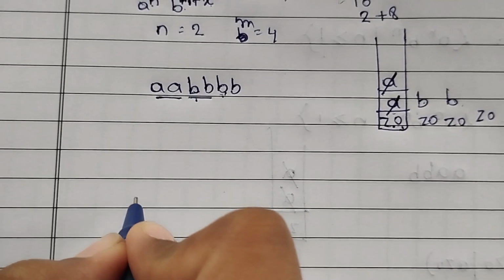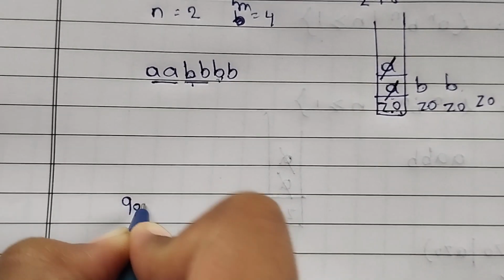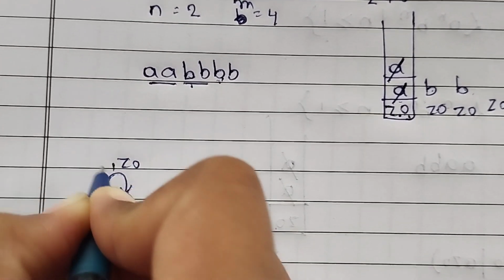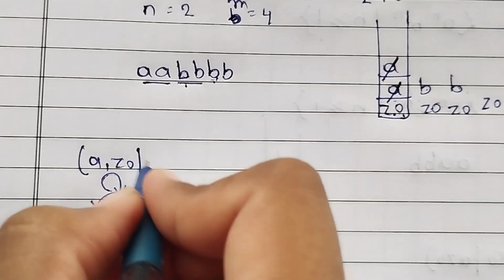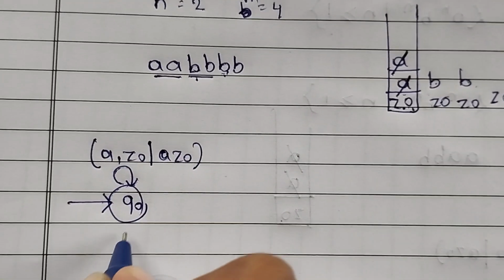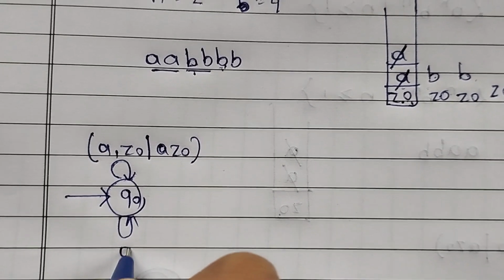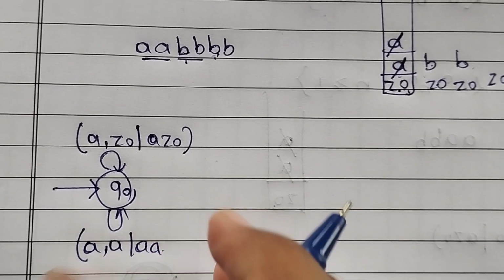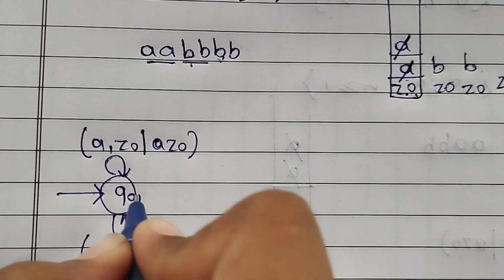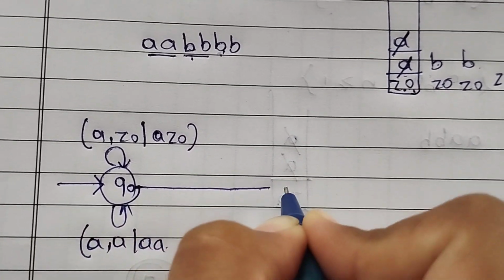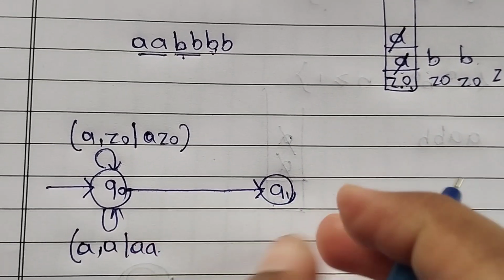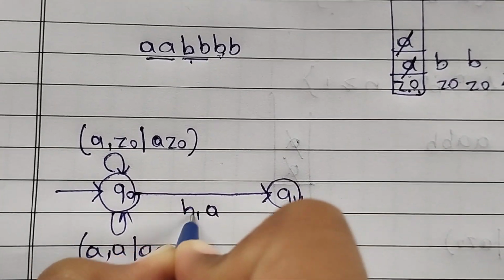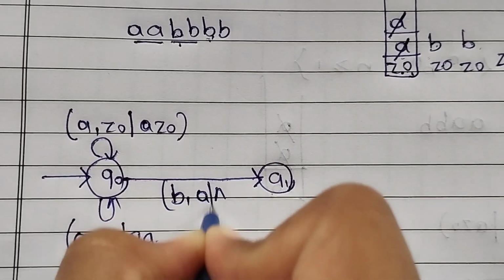So we draw the PDA here also. At Q0, initially only Z0 is present, and if we read a, we push the a and Z0 combination. Now again a comes, so a is present initially, again we read a, push operation. Now we want to pop, so for that we take the next state Q1.